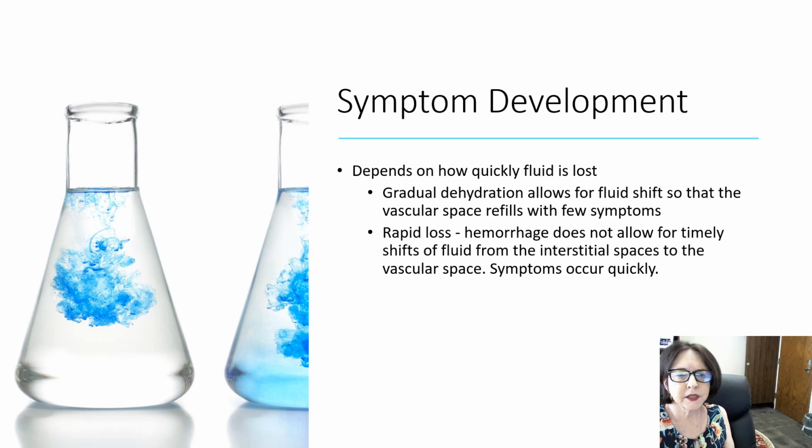How quickly symptoms of dehydration develop depends on how fast the fluid was lost. In gradual dehydration, this allows for a fluid shift so that the vascular space, the blood compartment, which is what gives us our blood pressure, can refill with few symptoms. Rapid loss, such as hemorrhage, doesn't allow for timely shift of fluid, and so symptoms can occur very quickly.